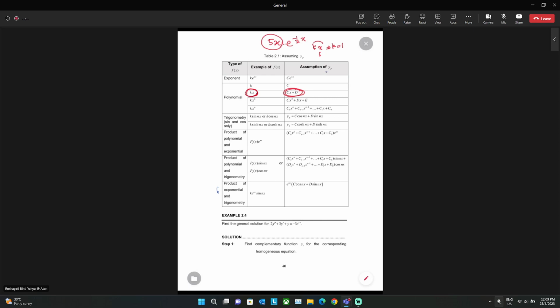If you find out that your equation, y double prime plus 9y equal to 5, then fx here becomes 5, so for yp you can assume yp equal to c. Since you can already use the second one, you just use this kx one.